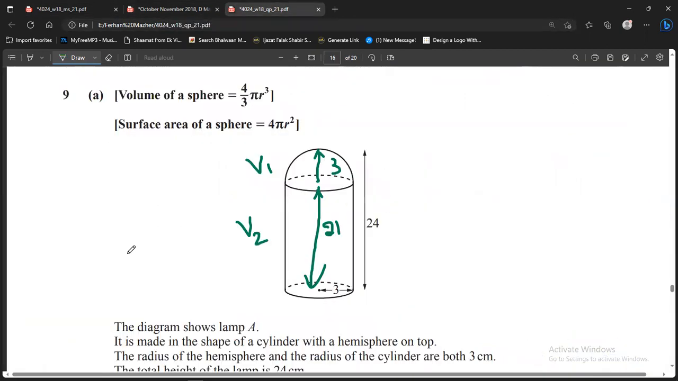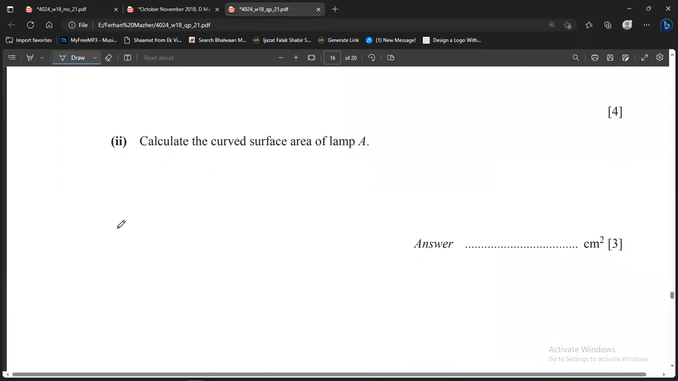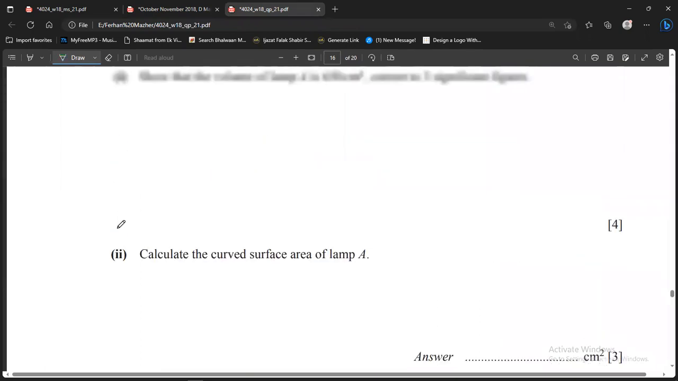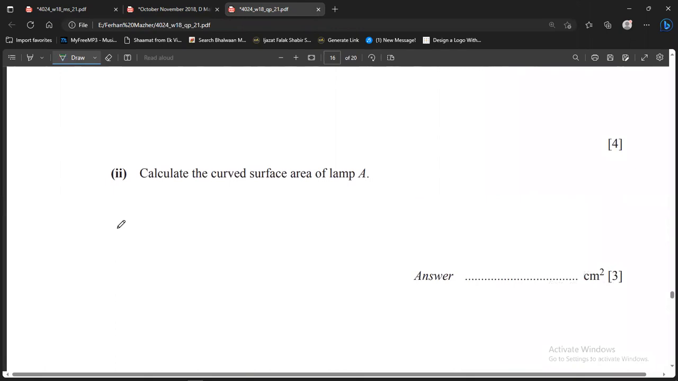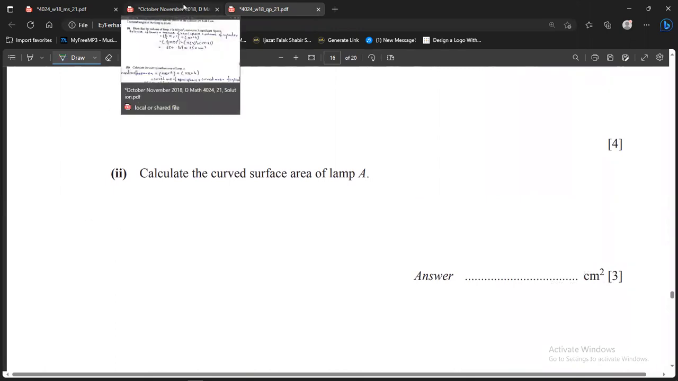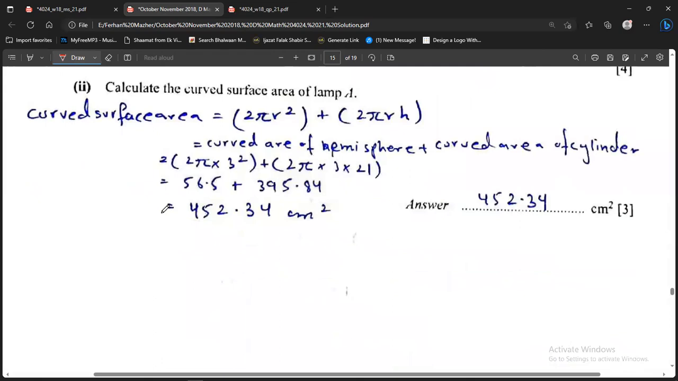This is the solution. Okay, then we are going to the second part. It says calculate the curved surface area of the lamp. The curved surface area of the lamp will be the curved surface of the cylinder plus the curved surface of the hemisphere. So the curved surface area will be equal to 2 pi r square, because actually the curved surface of the sphere is 4 pi r square, but because we have a hemisphere, it will be 2 pi r square, plus 2 pi rh is the curved surface of the cylinder.